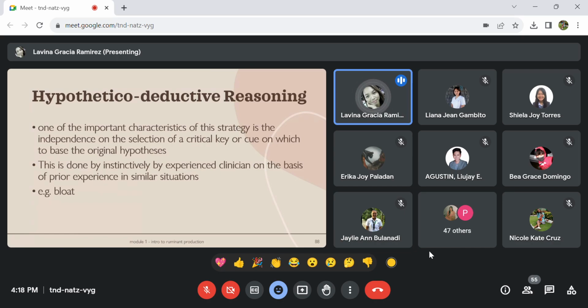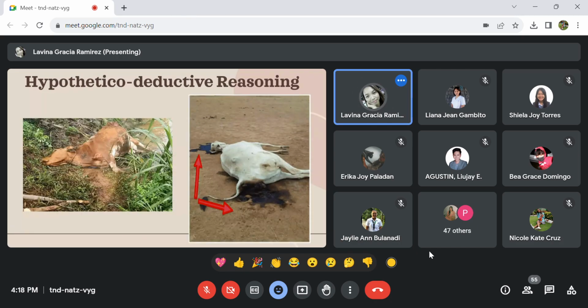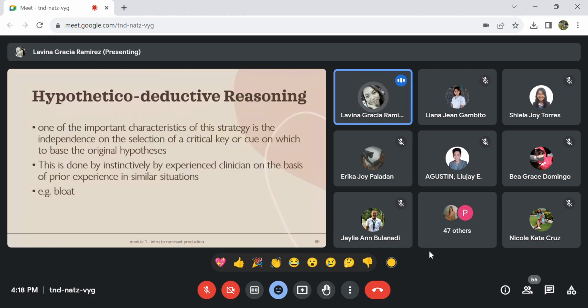So another example naman dito is the bloat. Hypothetical deductive reasoning also. So let's say the problem that is being given to you by the client, yung problem na sinabi sa'yo, is sudden death. Then you go to the area, you found these two animals, or you found this kind of death. So the example was bloat, right?